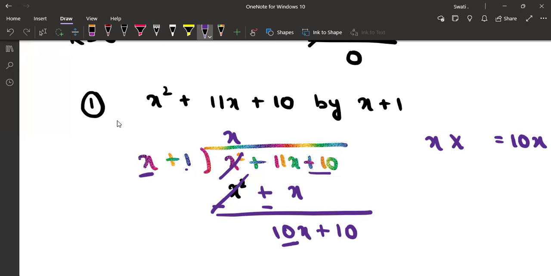Come on, think about it, Manya. 10, very good. See, you got it. So you'll write on 10 here plus 10. So what is x into 10? It's 10x. So write on 10x here. Then what is the next thing? What do we do?